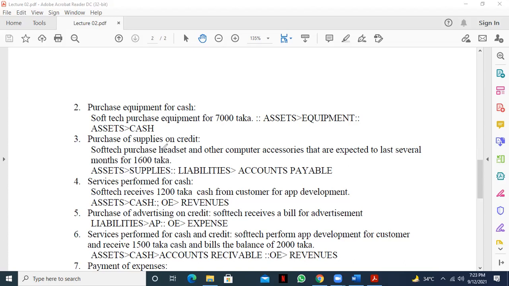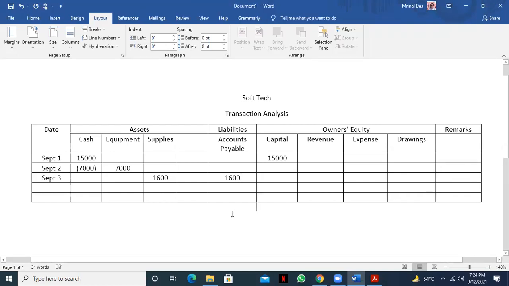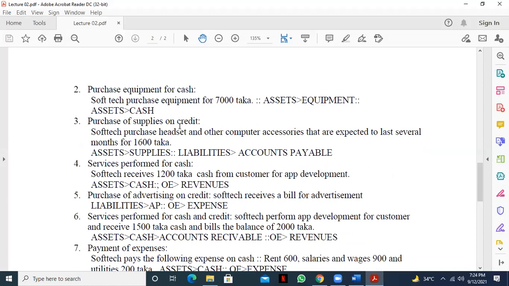Absolutely. So 1600 taka will be written in the supplies column, and also in the accounts payable column. So 1600 on supplies and 1600 on the accounts payable column. I hope you understood. Now we'll go to the next question.